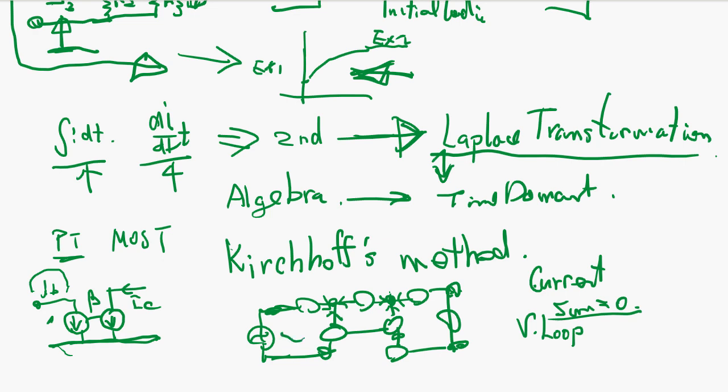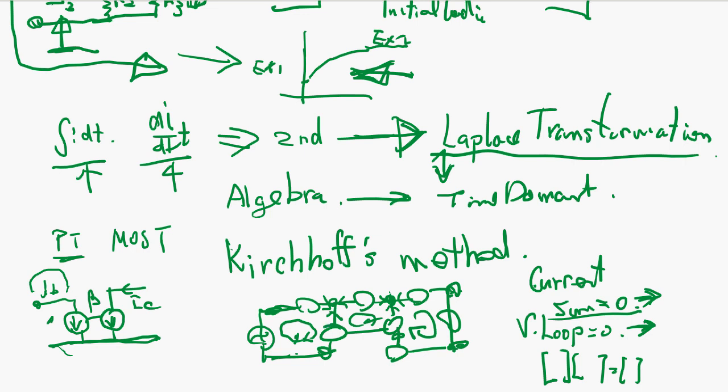Or the voltage loop method. The voltage loop method is that the total voltage across this loop is 0. So again, you make a loop, enough loops to satisfy the number of unknown variables. Then either way you can create a matrix equation. Basically it's a simultaneous linear equation, and you solve this matrix equation, then you get the voltage, whatever.